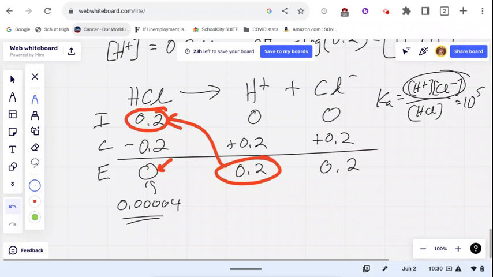And if we said this is minus x and plus x and plus x, we would have found that the x was going to be some number like 1.99996. And so if you went ahead and got 0.2 minus 1.9996, you'd end up with this number here. And over here, you'd end up with 0.19996. Essentially, you round it off, it rounds back to 0.2.